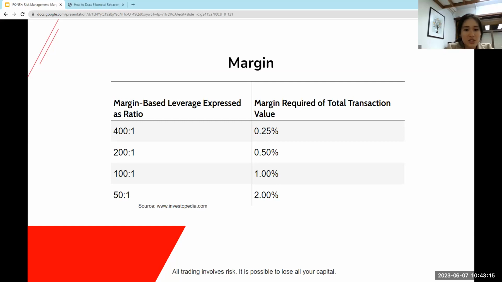Okay, maybe I'll just type out the formula in the chat if you were curious. But most of the time, these margin and margin-based leverages will be calculated for you. But this is just if you are curious.